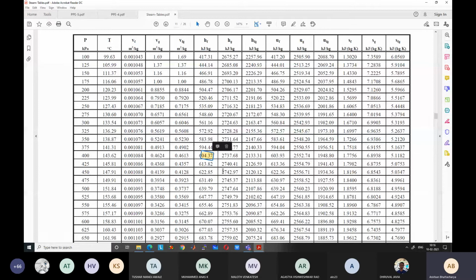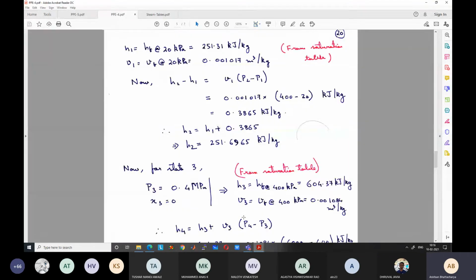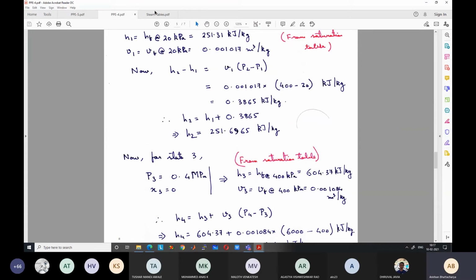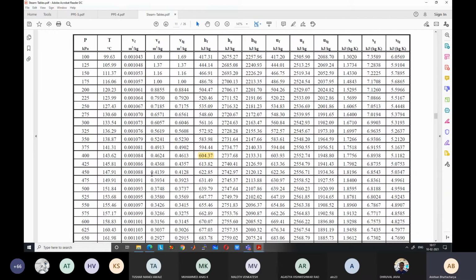kilojoule per kg. So H3 is equal to Hf at 400 kPa, 604.37 kilojoule per kg. We also need the value V3 because we have to calculate for this 3 to 4 pump process. So V3 is equal to Vf at 400 kPa, and you can again go back to the table. Vf at 400 kPa is 0.001084 meter cube per kg.